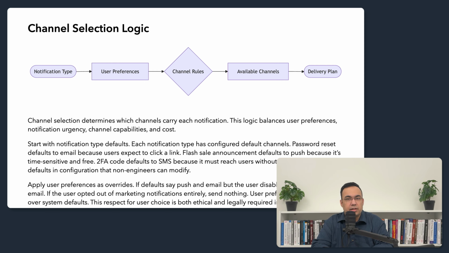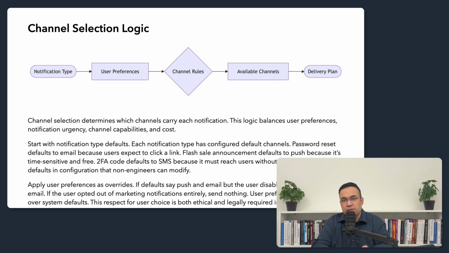Start with the notification category defaults. Each notification category has configured default channels. Password reset defaults to email because users expect to click a link. Flash sale announcements default to push notification because it's urgent and free. Authentication code defaults to SMS because it must reach users without app access. You should be storing defaults in configuration that non-engineers can modify.